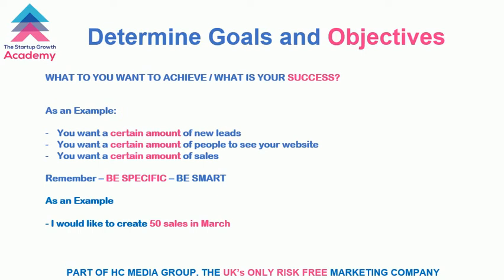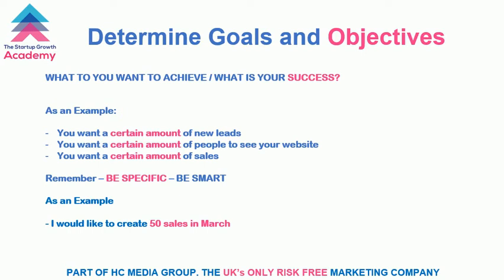Anyway, determine goals and objectives. That is the first one. So you need to make sure that you have a determined goal, a determined objective. Now, it needs to be smart, and I'm pretty sure, if you're doing this course, you're in business, you know what smart objectives are already. But they need to be measurable and tangible, basically. So you need to have a number associated. So I would like to create 50 sales in March. Okay, so that is a smart objective because you know what the main goal is, sales. You know the number, 50, and you know kind of what time span you've got, just in March.